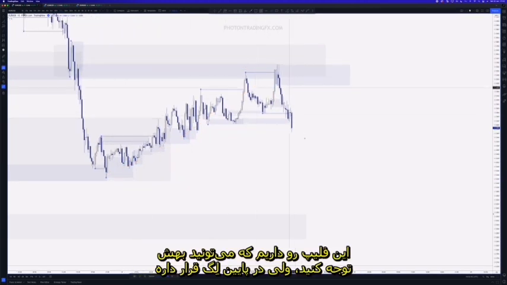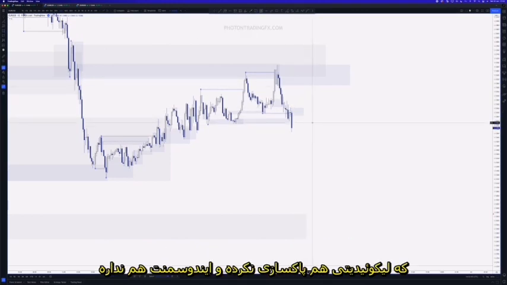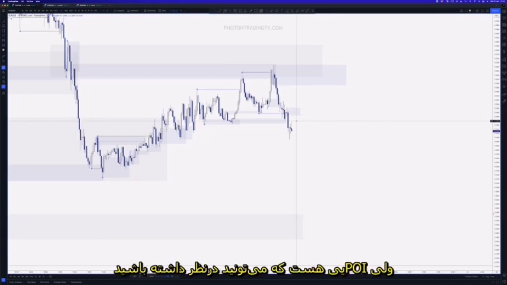So we've had a flip here. You could look at this, but it's quite low down in the leg, so there's a lot of unmitigated stuff above it. It didn't sweep liquidity and it has no inducement, but it's definitely a POI you could look for.